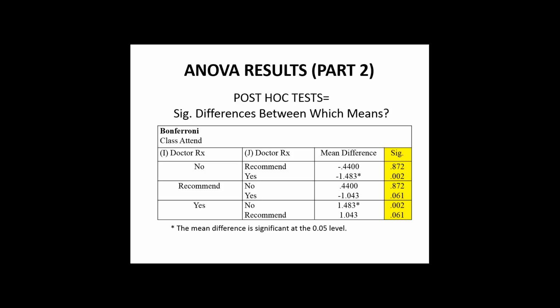Less meaning negative 1.483. Then in the second line, recommended, there's no asterisk, so they're not significantly different than the no or yes. And then the third line, the yes, you could see it's just reflexive. They have, in reference to the no in the J column, the mean difference is a positive 1.483. So it's the same finding, really, saying that they went to 1.5 classes more than the no. And then again, the recommended is not different.